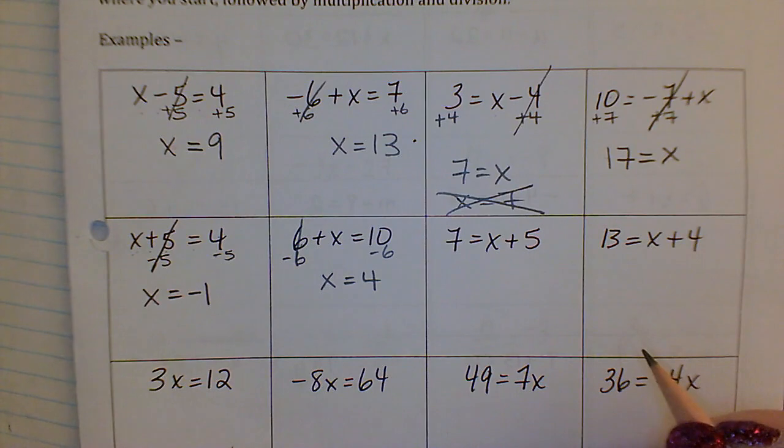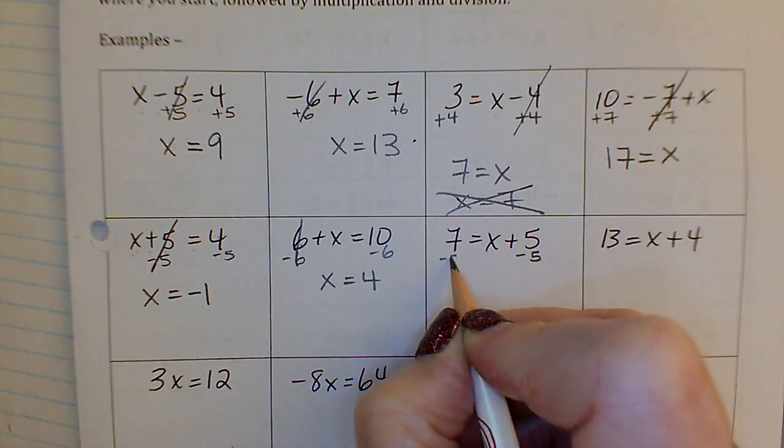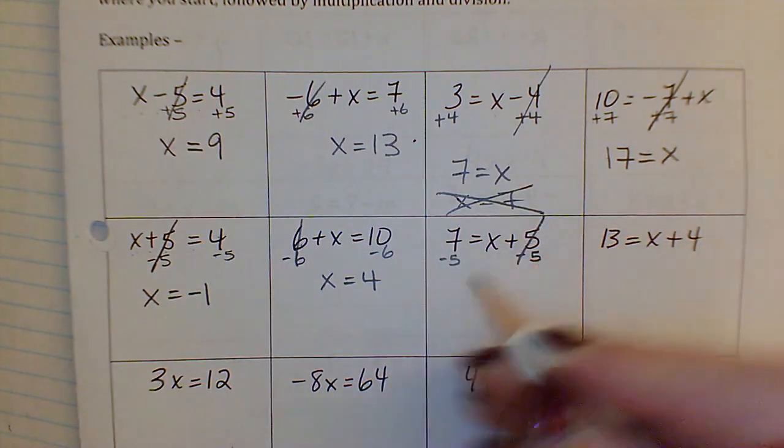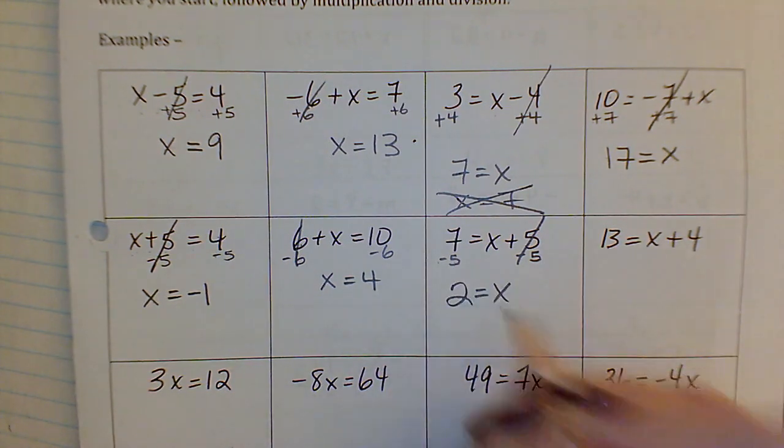X is now on the right-hand side, so I deal with only the right-hand side. This tells me I'm going to subtract 5 from both sides. It's not that easy. It's just not. 7 minus 5 gives me a 2 equals an x.